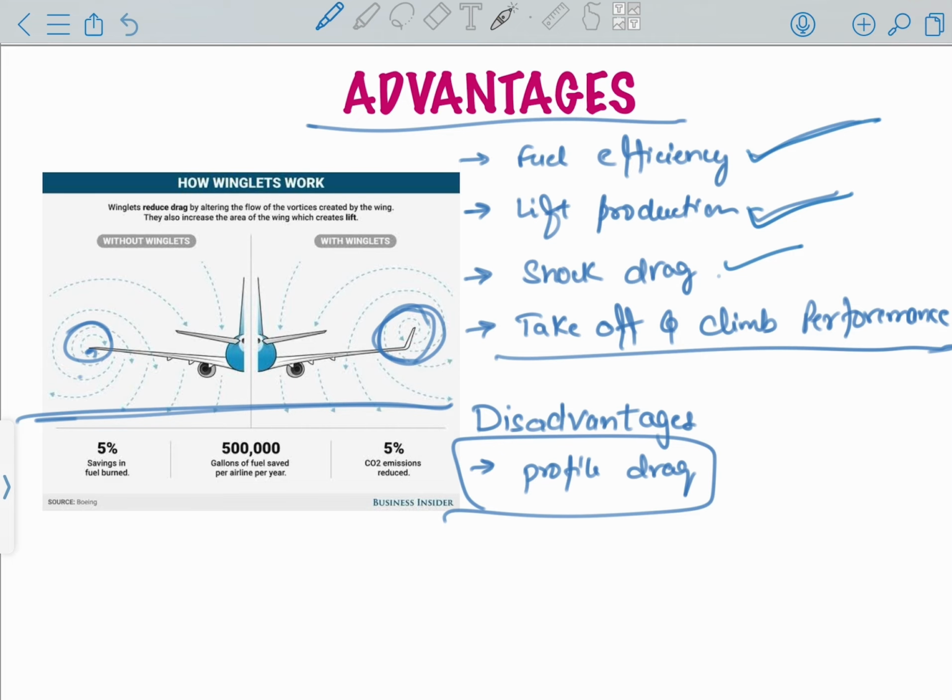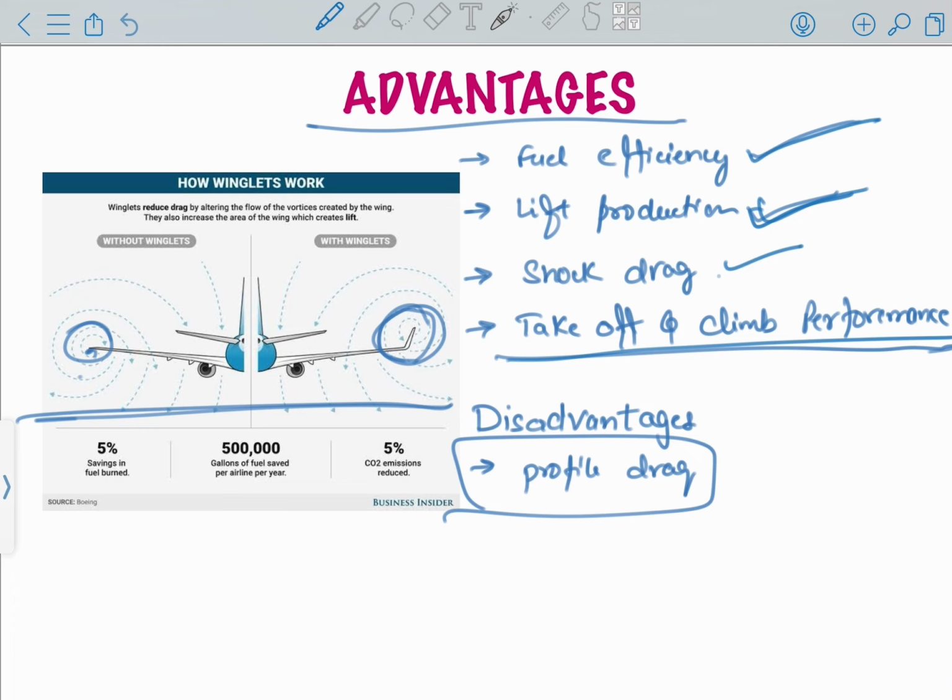It reduces the shock drag, and improves the takeoff and climb performance when the velocity is very low during the takeoff and the landing. At that time, because of the higher lift production factor, this is one of the advantages of having wingtip devices.